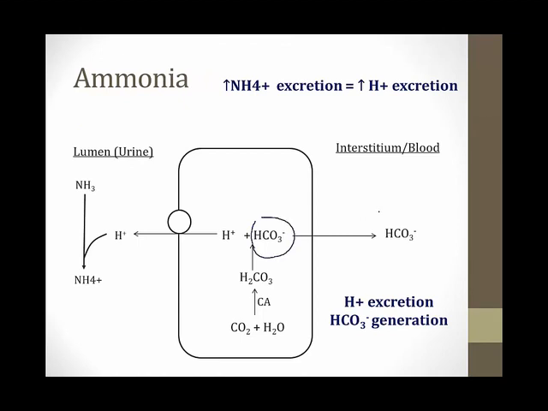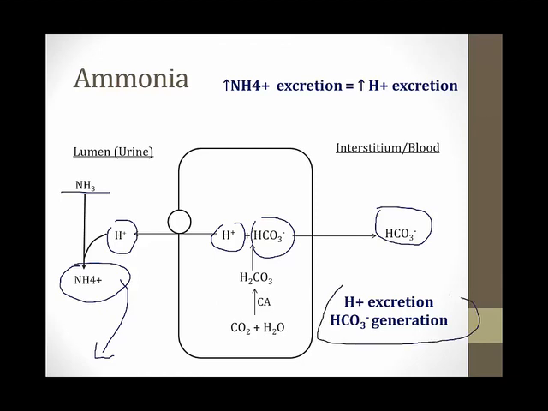Bicarbonate produced by the kidneys is pumped out into the interstitium in blood. The proton created by that process is pumped into the lumen of the nephron. There it finds ammonia molecules, it combines with them to form ammonium, and the ammonium shuttles the protons out of the body. What this means is that ammonia plays a role in acid excretion and bicarbonate generation. It also means that any time there is increased ammonium excretion in the urine, the body is excreting more acid.